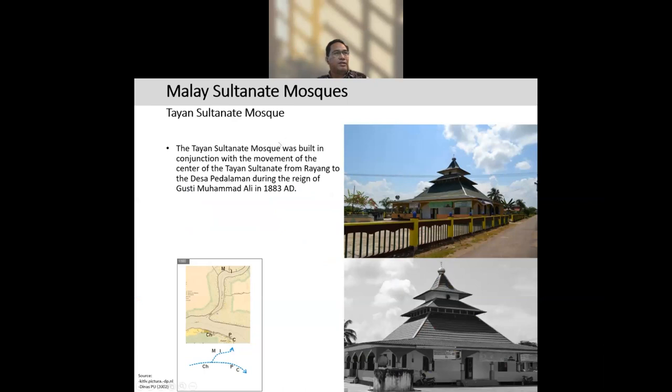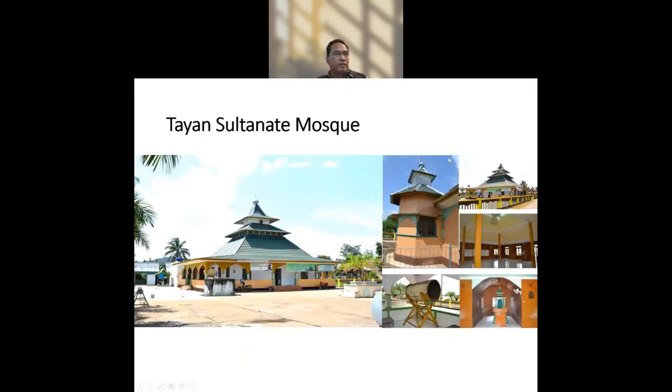Then there is Tayan Sultan Mosque, built in conjunction with the movement of the center of the Tayan Sultanate from Rayang to Desa Pendalaman in 1983. This is the location. This is the mosque. This mosque is quite innovative, yes. It has some additional forms in the roof. This is the Tayan Sultanate Mosque.